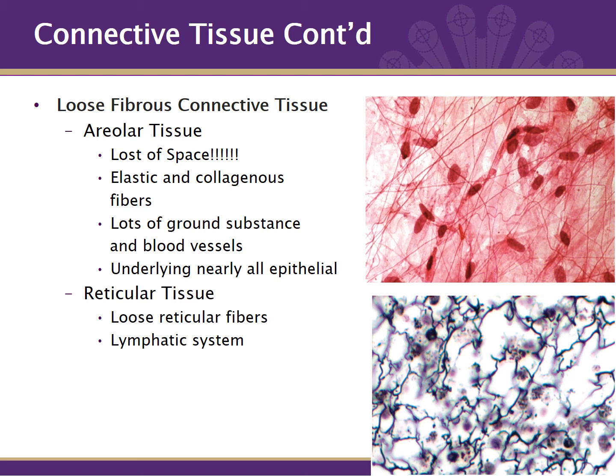Reticular tissue also has a loose arrangement of fibers, mainly reticular fibers. In addition, there are numerous lymphocytes and other blood cells. It is found in the lymph nodes, spleen, thymus, and bone marrow, and functions as a supportive framework for the lymphatic system. The arrangement of the fibers allows for filtering of lymph fluid.